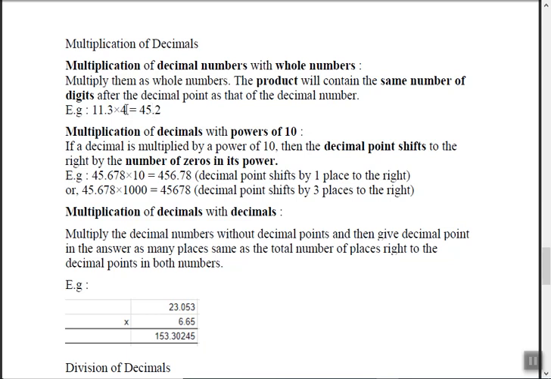If this would have been 0.4, then after the point 2, so it would have been 4.52. Okay, and after the point, never call it 52, 62. Always call it in single digits, 5, 2, 6, 2, like that.